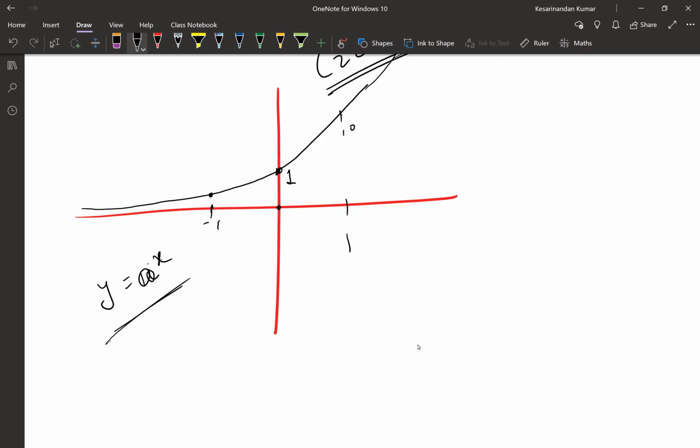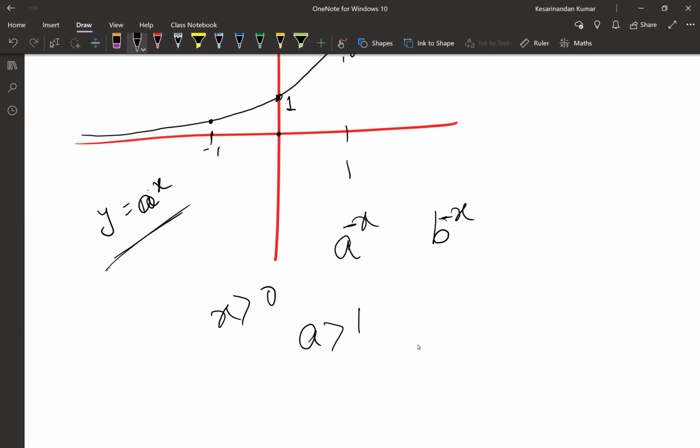And I will ask one thing, a raised to x and b raised to x, sorry, x is a positive number and a is greater than b. What sign will I put here? Option 1, option 2, or option 3? Type in the chat box. Let's see. I'm giving you guys 30 seconds.